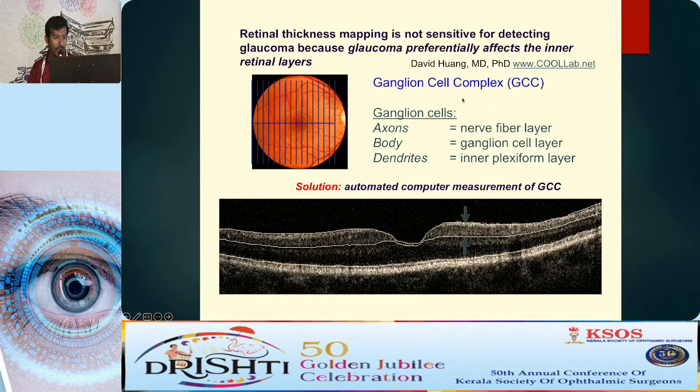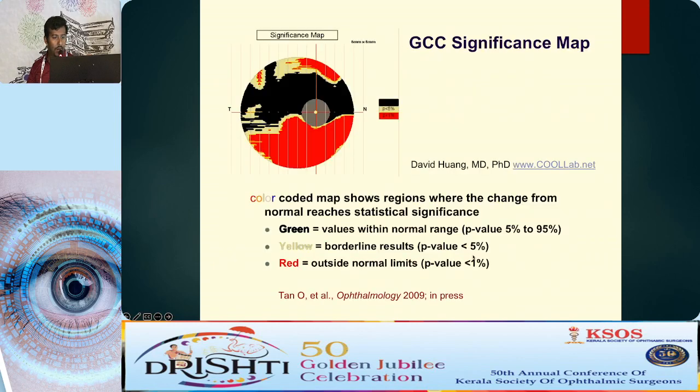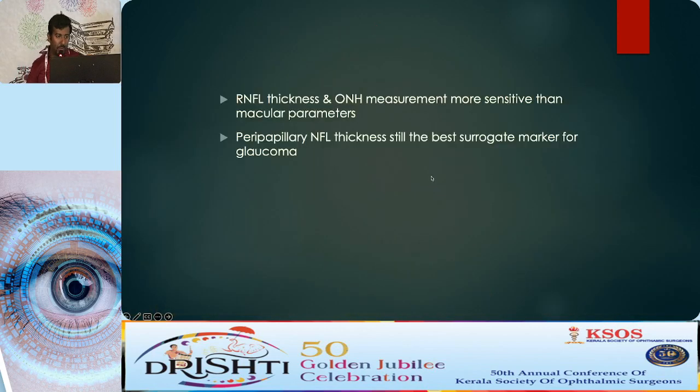Okay, there's also the ganglion cell complex. So you have to look at the GCC at the macula, which gives you earlier detection, but the more reliable one is obviously the RNFL. GCL gives you more sensitive tests.